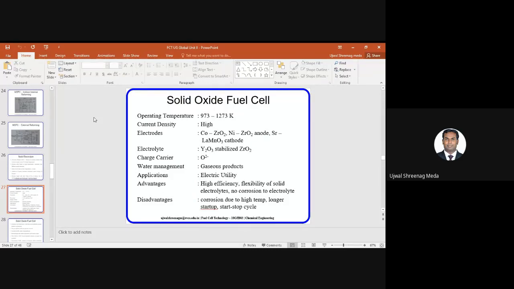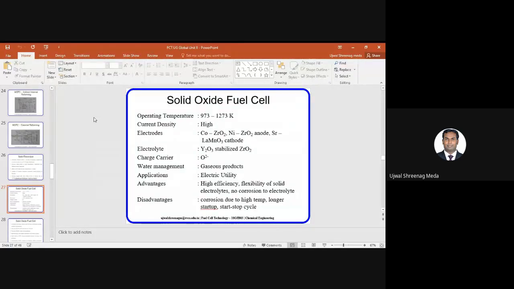So if you can recall the AFC, the alkaline fuel cell, current density was high. PAFC, phosphoric acid fuel cell, current density was moderate. Again in MCFC, current density was moderate. So coming to SOFC, current density is high.